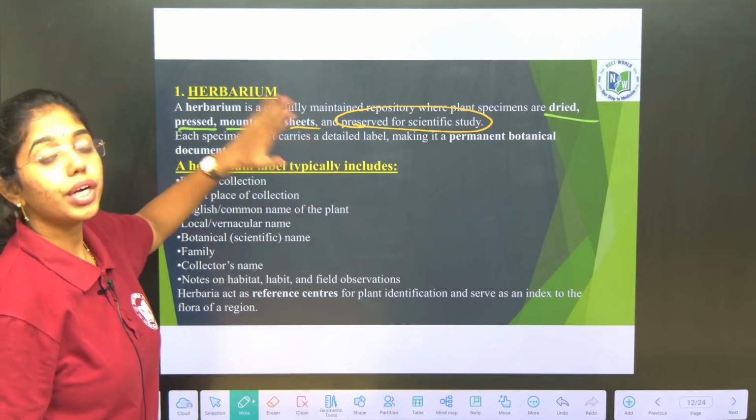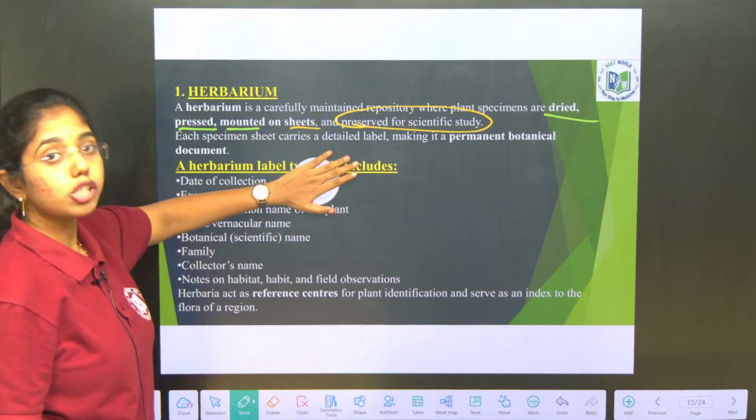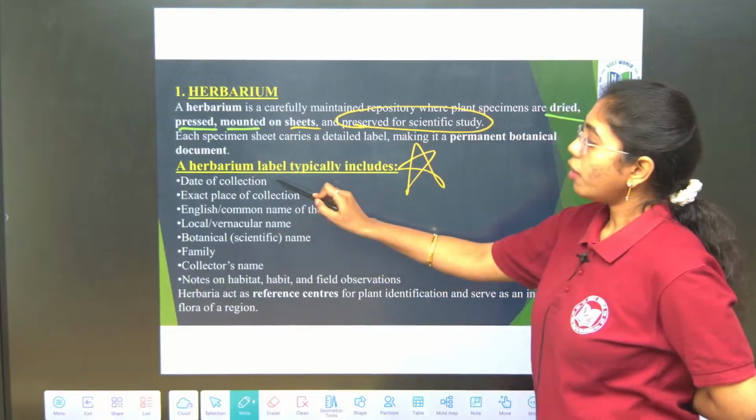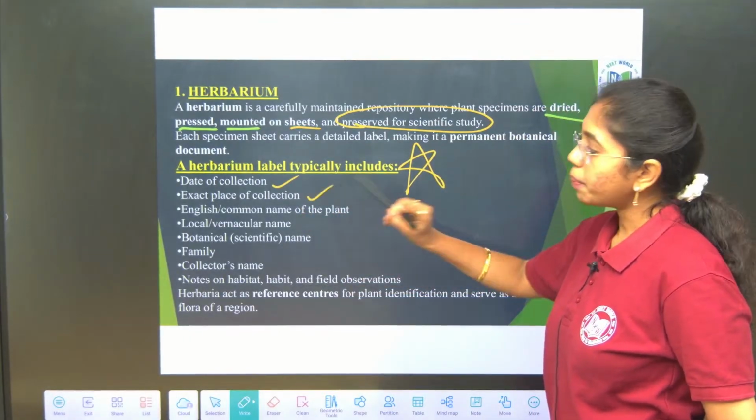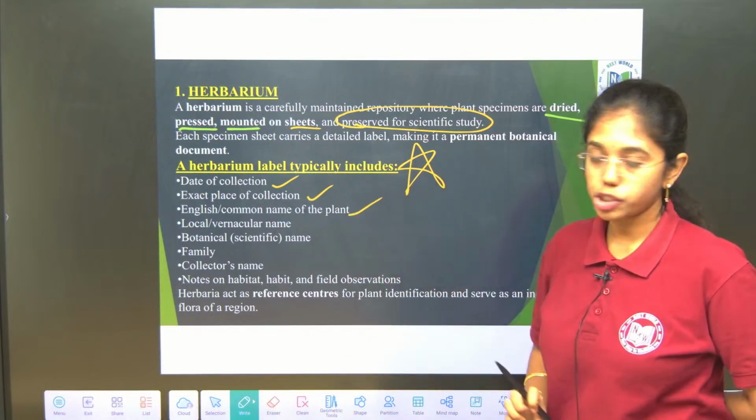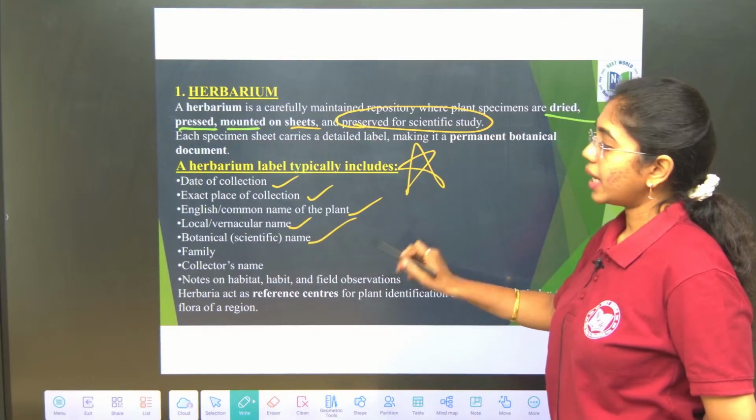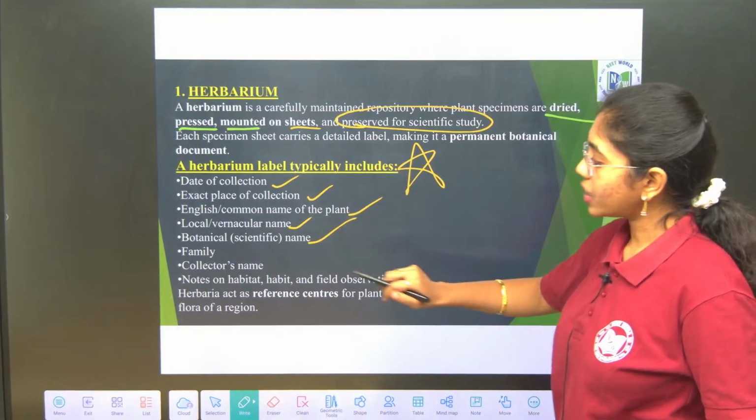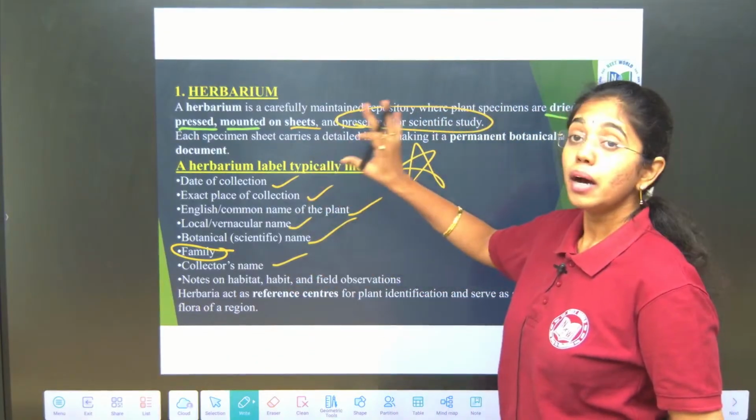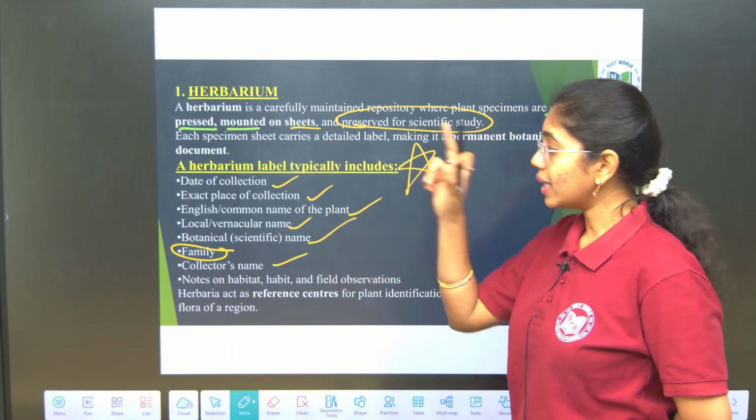What are mentioned on the sheet where the plant specimen is placed? What are the labels on the sheet is very important. Date of collection should be maintained, exact place of collection should be mentioned, common name or English name of that particular plant specimen, local name or vernacular name of the plant specimen and the botanical name. All the names should be included. Next, family of the particular plant specimen, collector's name. These are the labels that should be mentioned on the herbarium sheet.